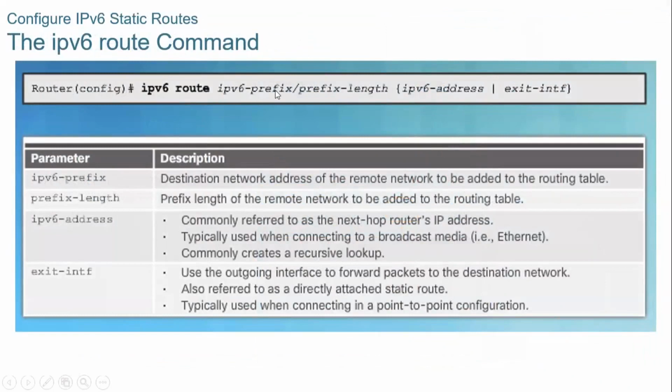Okay. IP version 6, same thing. IP version 6 prefix and prefix length. So this one will tell you the any network, any subnet mask, and then next hop IP and exit interface.